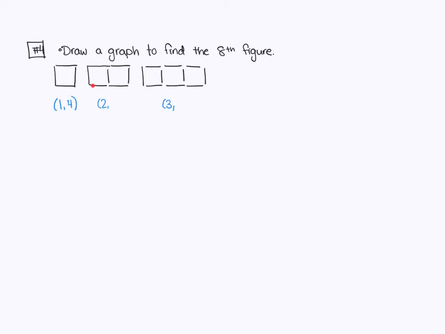The next one, I have 1, 2, 3, 4, 5, 6, 7. So it would be 2 and 7. My last one, 1, 2, 3, 4, 5, 6, 7, 8, 9, 10. So when you're drawing your graph, you would plot these 3 points on it and then extend it to find the 8th figure. So where your x value along the bottom would be 8.